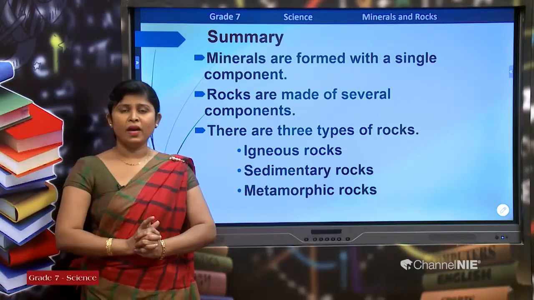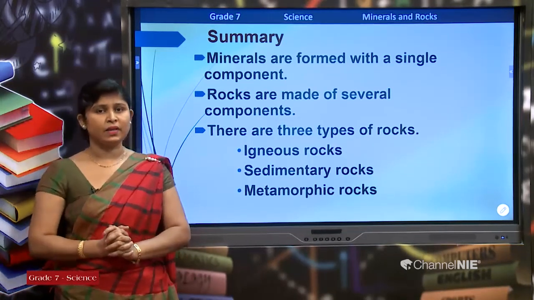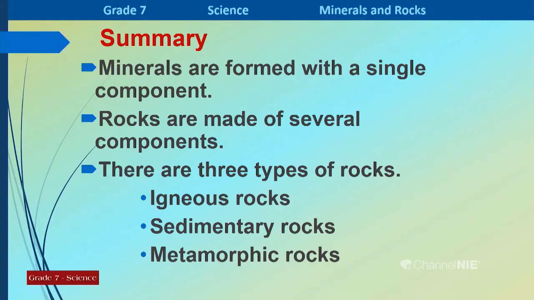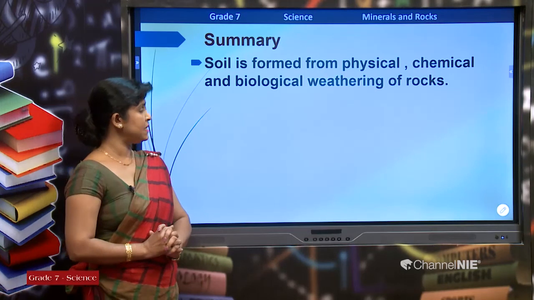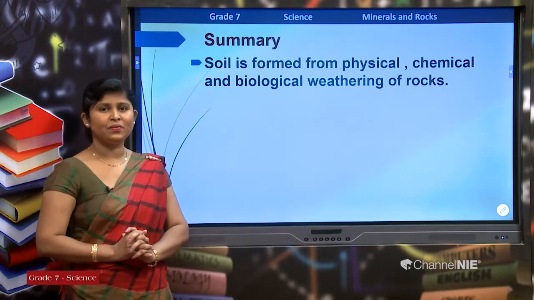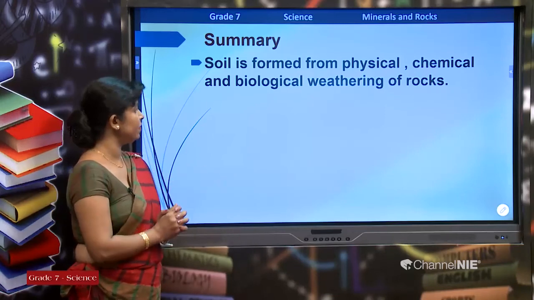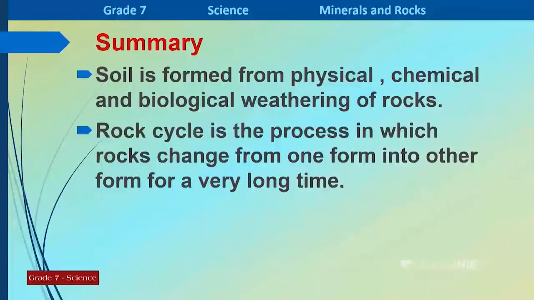My dear children, now I am going to summarize the lesson in this way. Minerals are formed with single components. Yes, you all can remember. I explained it to you several times. Rocks are made of several components and there are 3 types of rocks. Then you have to recall that they are igneous rocks, sedimentary rocks and metamorphic rocks. Soil is formed from physical, chemical and biological weathering of rocks. The formation of soil, you have learnt in a previous lesson also.